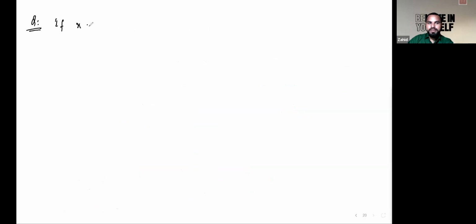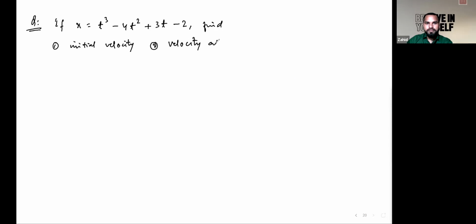If displacement is t cubed minus 4t squared plus 3t minus 2. First, find the initial velocity. Second, the velocity at t equal to 2 seconds. Third, the average velocity between t equal to 1 second and t equal to 2 seconds. So how to define it?